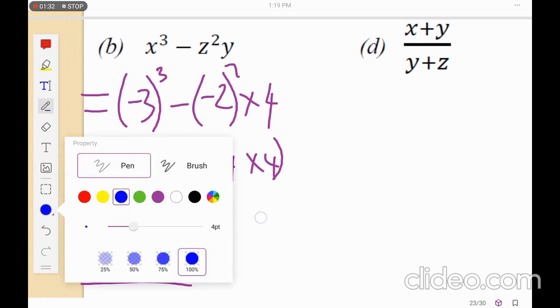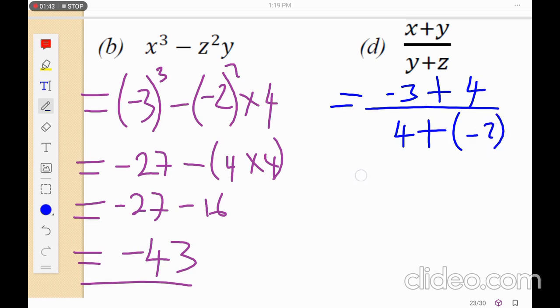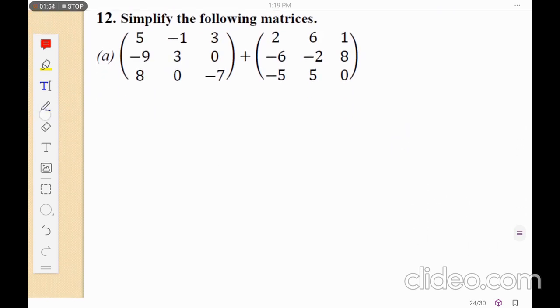The last one, I've got x is minus 3 plus y is 4 over 4 plus z minus 2. Okay, like that. So on top minus 3 plus 4, I get 1 over 4 minus 2, I get 2. So this is my answer, half there. Okay, let's move on to matrix. I'm going to add. So when adding, you add corresponding this one with this one, this one with this one, this one with this one. Okay, like that. So let's do that.